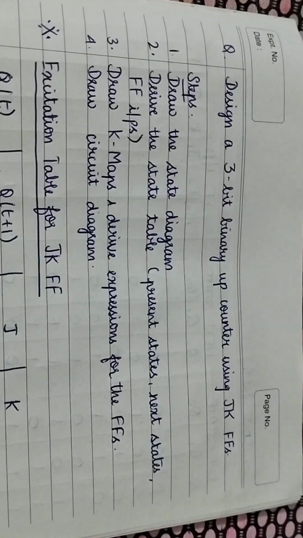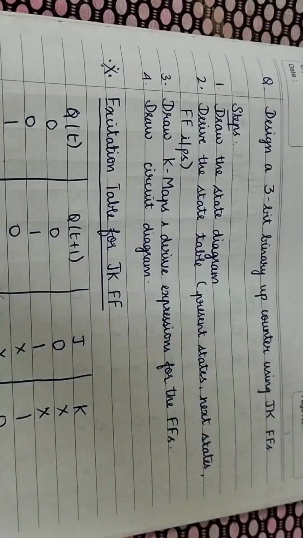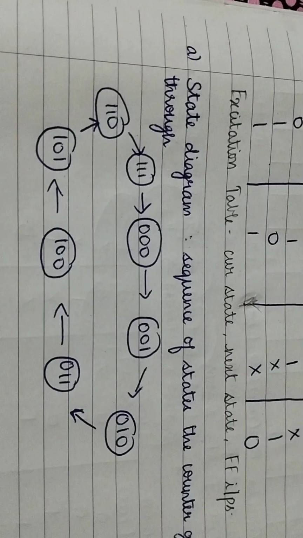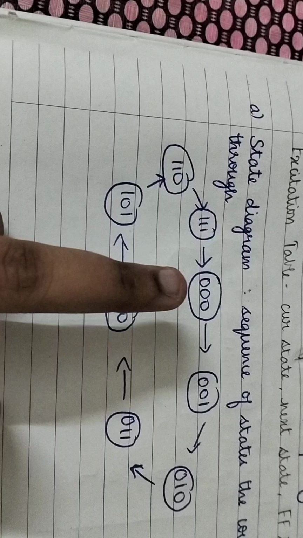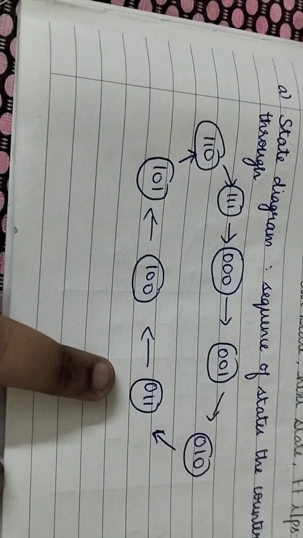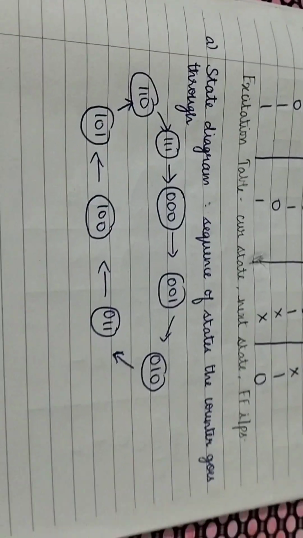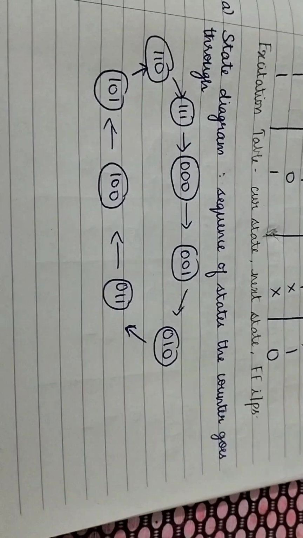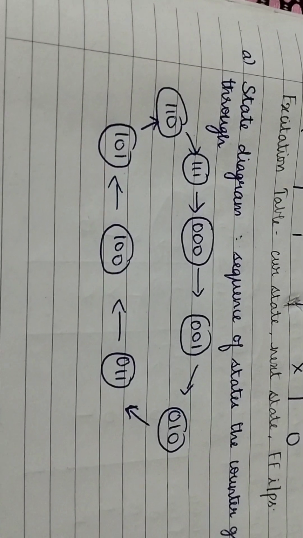Let's start with step 1, draw the state diagram. What is the state diagram? The state diagram tells you the sequence of states which the counter follows. For example, to go with our question, which is a 3-bit binary up counter using JK flip-flops, the state diagram would be something like this: 000, 001, 010, 011, 100, 101, 110, 111, and then again 000. The state diagram basically gives you the sequence of outputs which your counter is going to give you, in what order. You connect the different outputs by arrows to indicate the order.